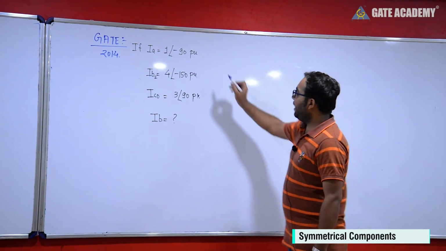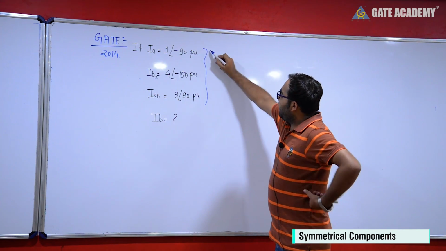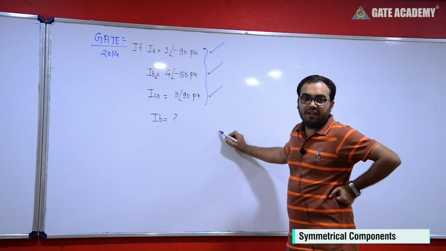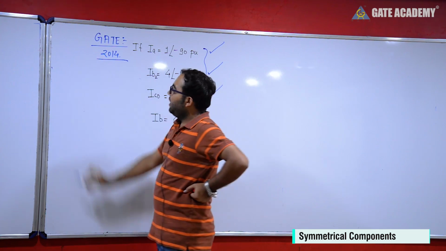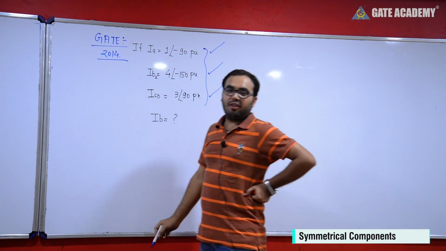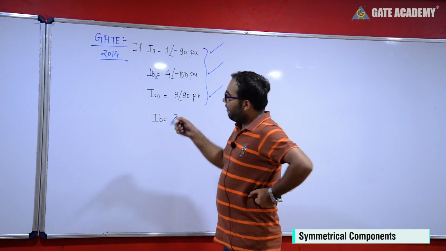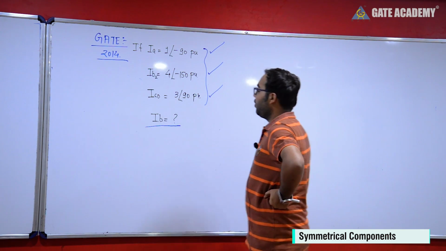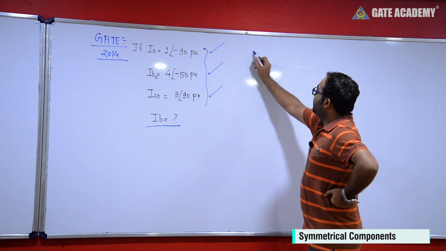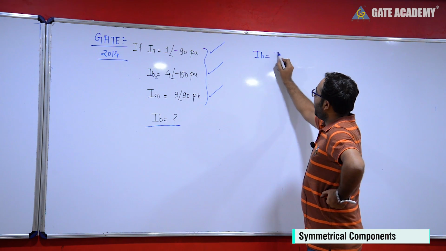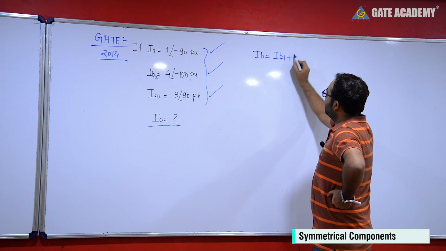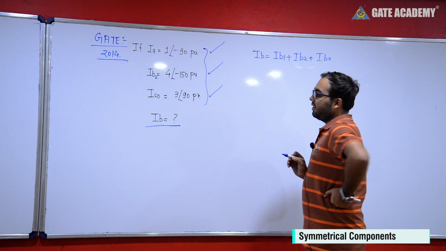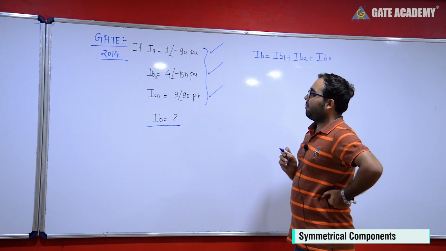Now this is a somewhat tricky question. It is given phase A current, IB2 and IC0, and this was asked in GATE 2014. Scientific calculator was allowed, but let us see how we will approach it without a scientific calculator. This is the asked question. We are going to find the value of IB. So according to the basics, the value of IB will be equal to IB1 plus IB2 plus IB0. These three values we should know. Now we can see one by one.